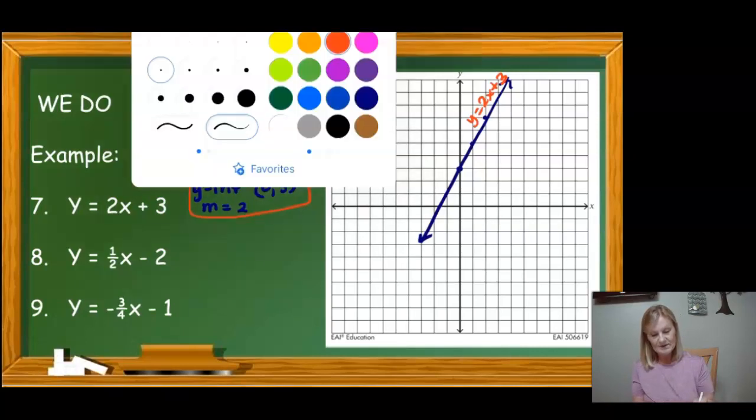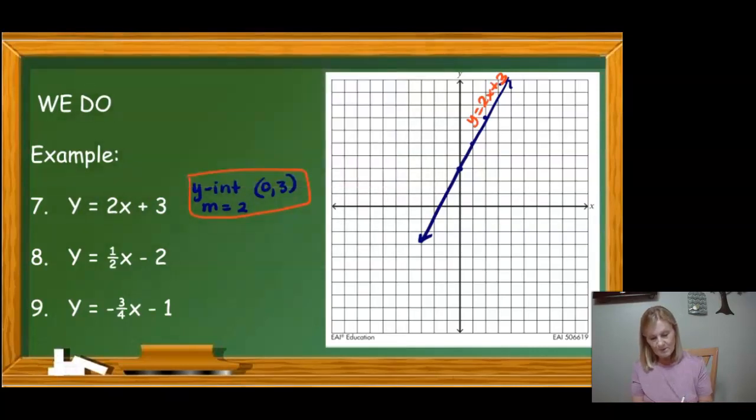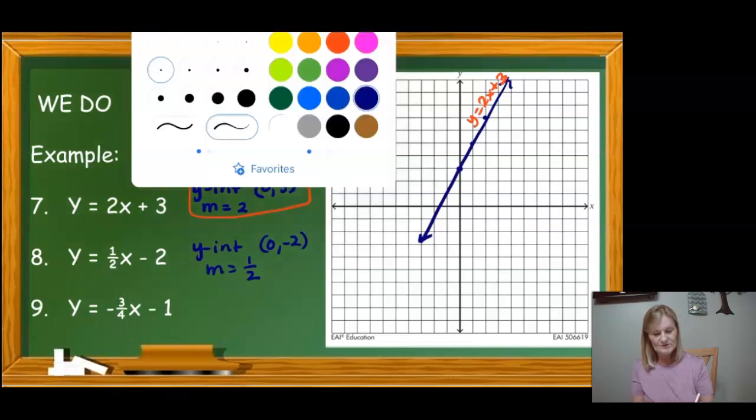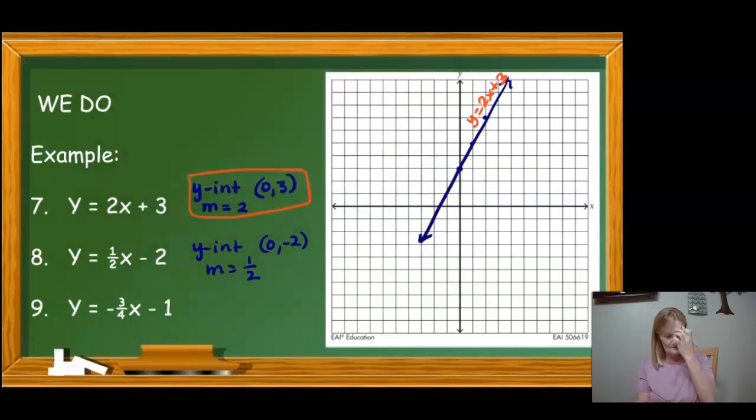Okay, and so I'm going to go on to the next one. My y-intercept would be (0, -2). My slope would equal 1/2. Okay, so again, color code it. Then what you could do is draw your line. So let's do a hot pink, and a totally different color if you want to do it that way.